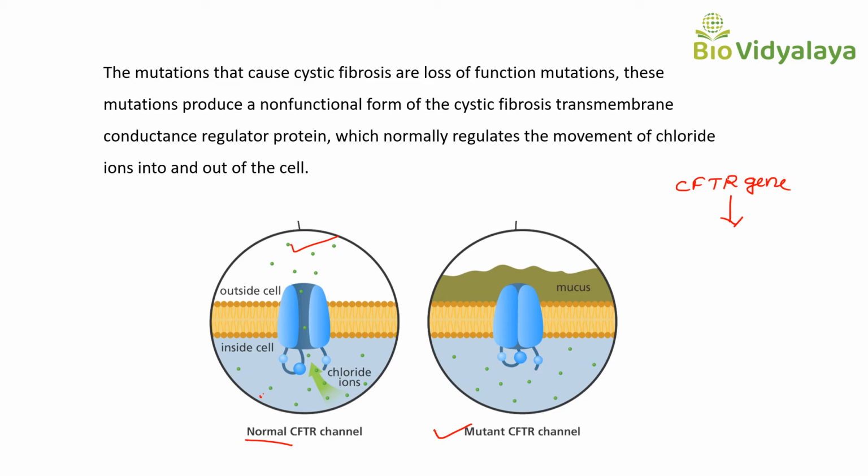We know that this cystic fibrosis is a recessive mutation. So, for a person to have cystic fibrosis, there has to be a mutation in both copies of the CFTR gene, one from mother and the other from father. So, we can represent that as small d and small d. This is a recessive mutation, a loss of function mutation.